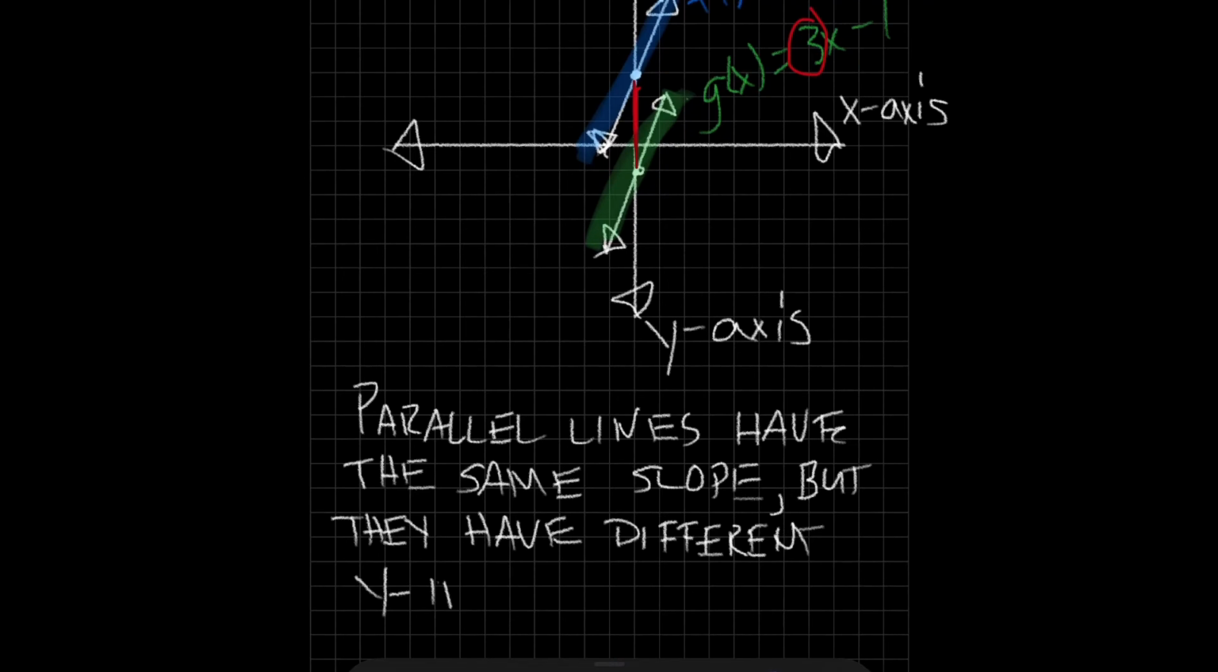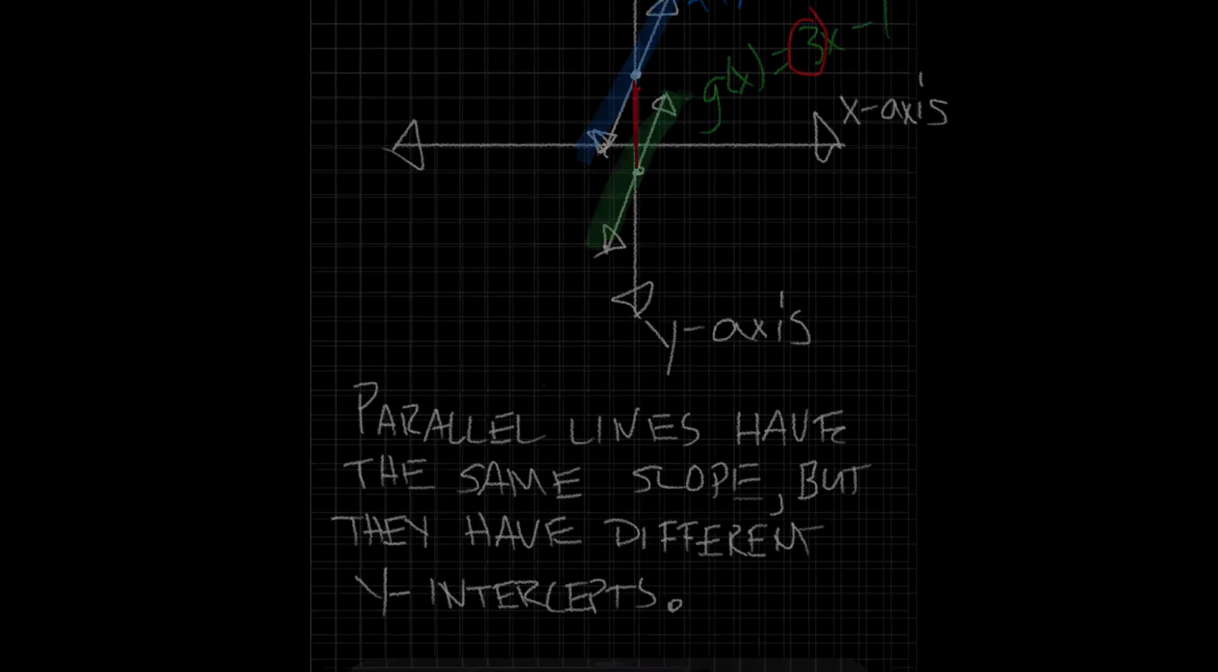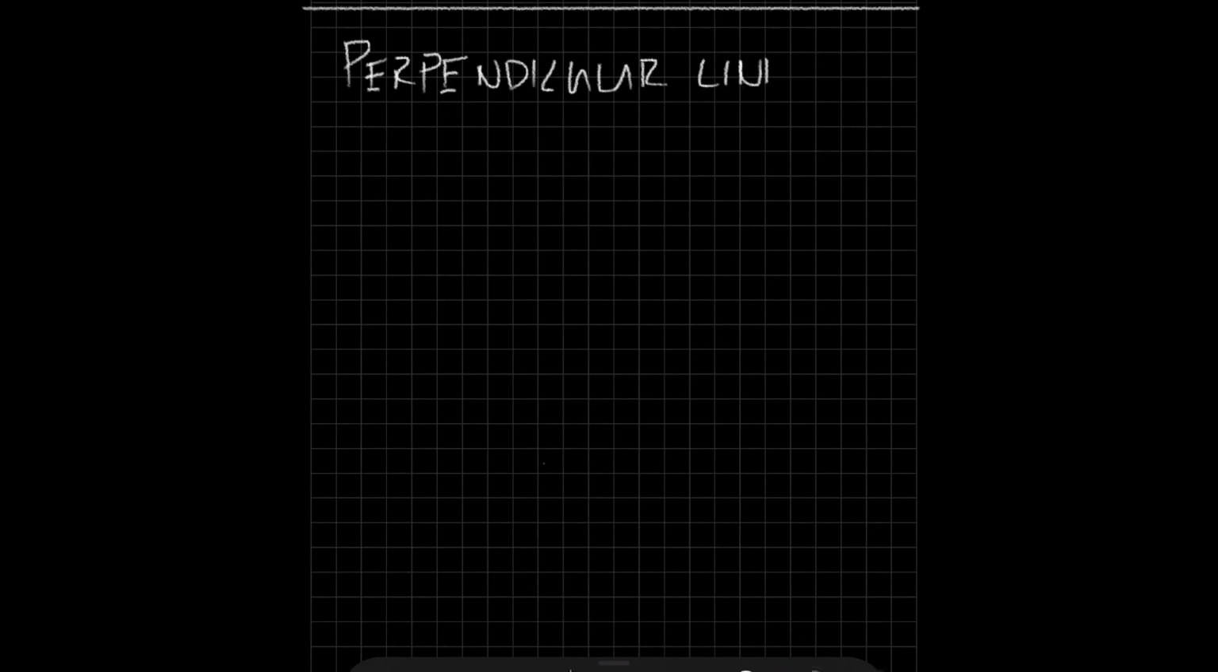They have different y-intercepts. So let's talk about perpendicular lines. Perpendicular lines intersect, and they intersect at a 90-degree angle.